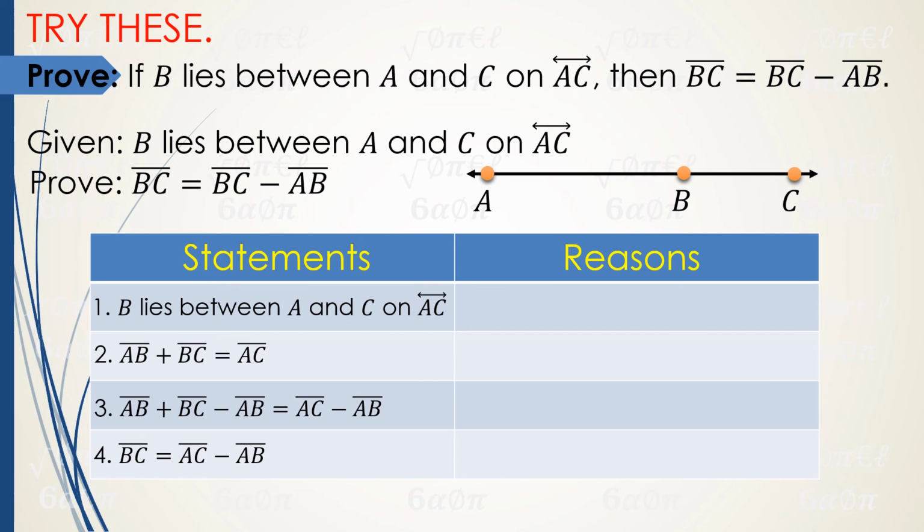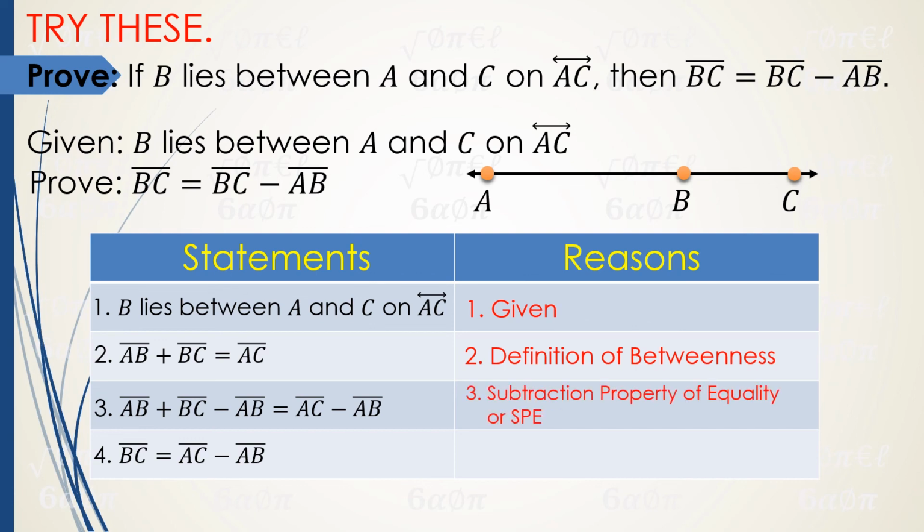These are the correct answers for our try this. Number 1 is given. Number 2, definition of betweenness. Number 3, subtraction property of equality or SPE. And for number 4, additive inverses. Okay, so I hope you get a perfect score of 4.